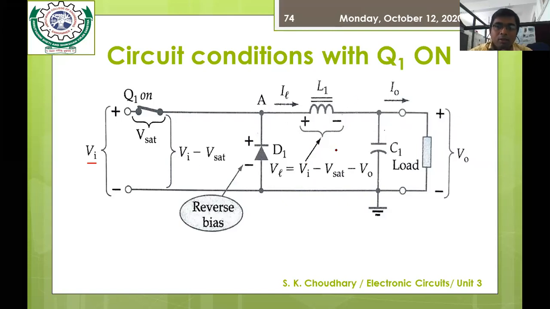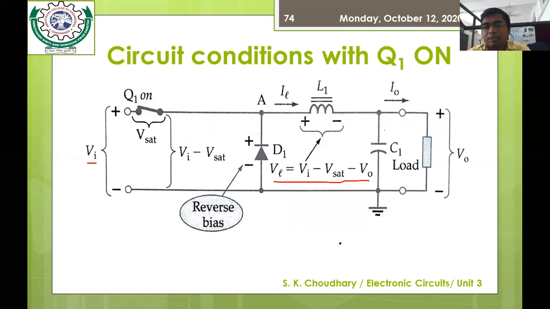You have to follow KVL across this loop. You will find this voltage as the inductor voltage. This is a very important equation. And then IL is the current flowing through L1, and I0 is the current flowing through the load. So this is the circuitry that describes the operation of the switching regulator.